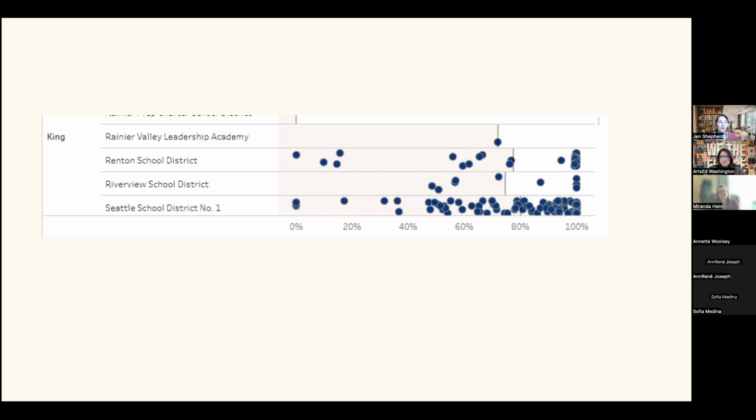Any thoughts on what this tells us about the data points, that these 2 district level values could be so similar, even though we've got very different school level values? Anybody have a hypothesis on that?